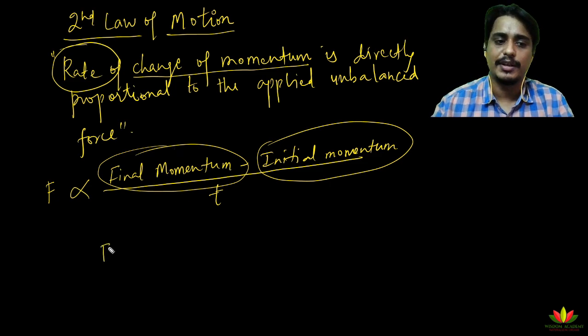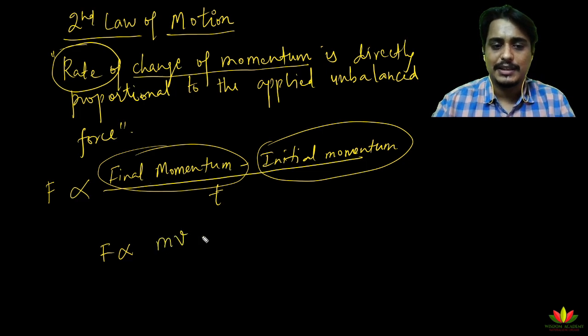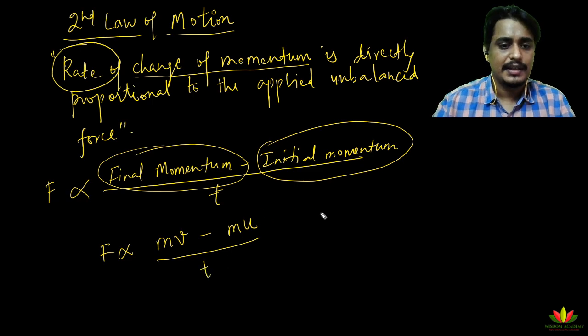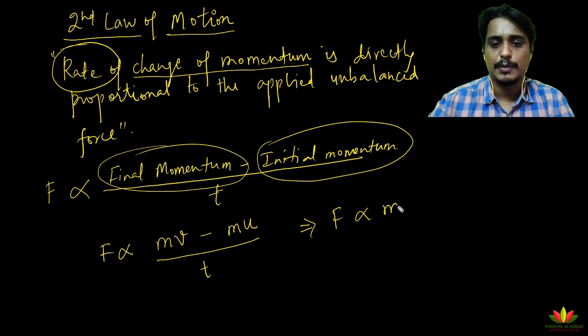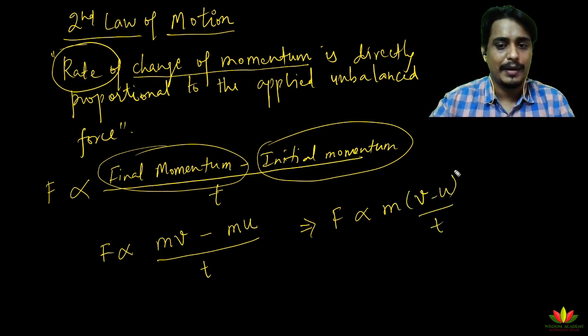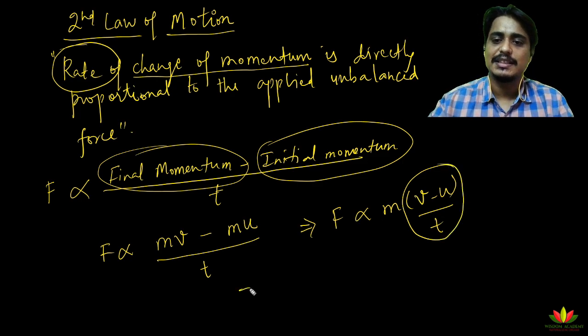So I can write like this: F is proportional to, what is final momentum? Mass into final velocity, minus initial momentum, mass into initial velocity. We have already seen the concept of initial velocity and final velocity in the previous chapter, divided by time taken. Now this I can write further as F is proportional to, if I take m common, it will be V minus U by T. Now what is V minus U by T? You have seen in the previous class. It is acceleration. So I can write F is proportional to mass into acceleration.